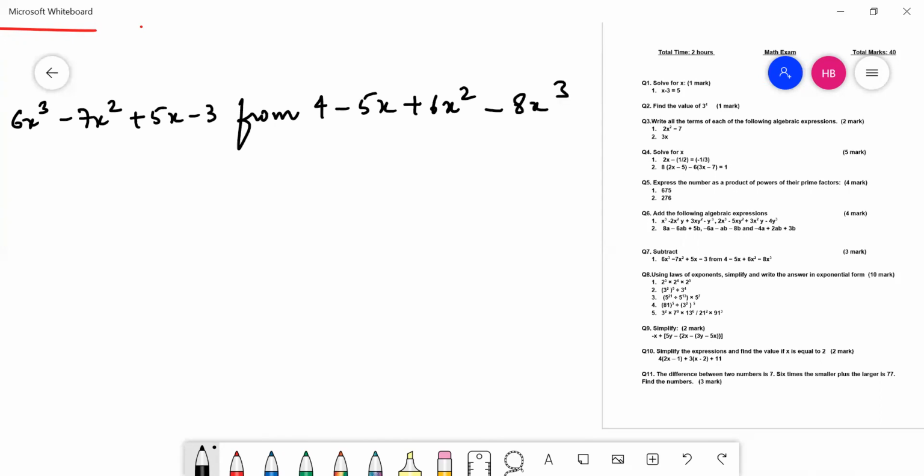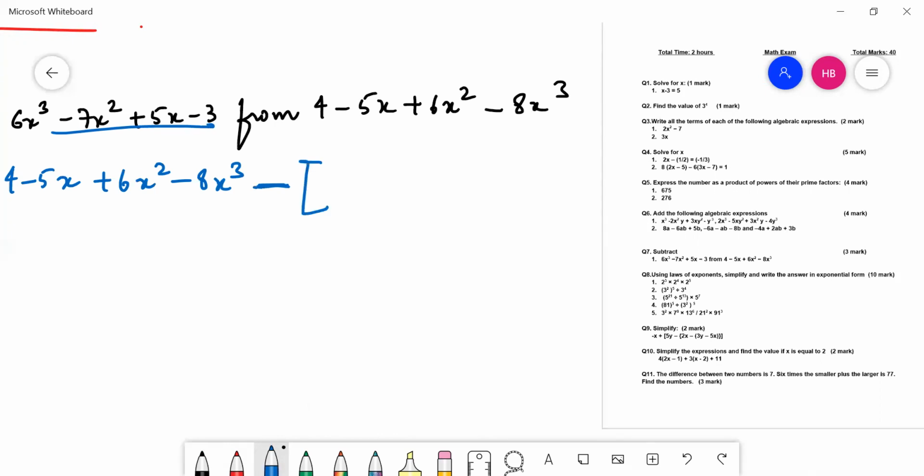Okay, so if I have to represent this in a mathematical form, it would be 4 minus 5x plus 6x square minus 8x cube. I have to subtract now this algebraic expression from the given one. So I will write the minus operator and put a bracket here: 6x cube minus 7x square plus 5x minus 3, right?